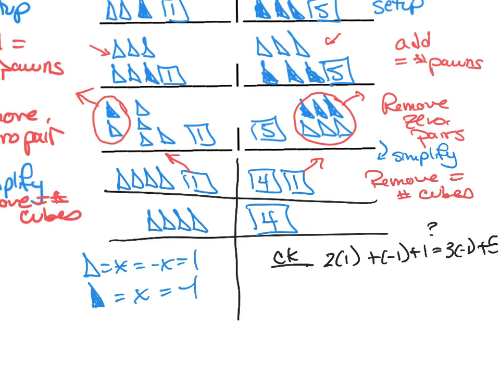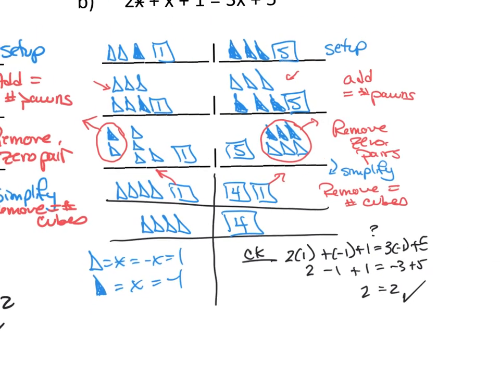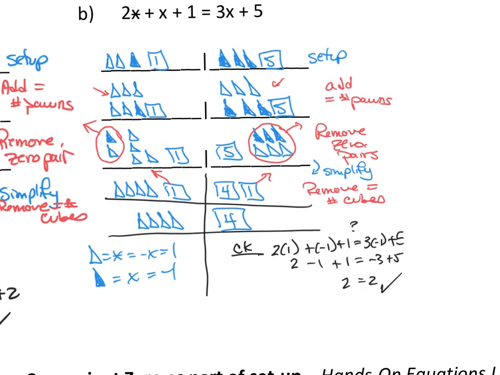And so on the left you get 2 minus 1 plus 1. On the right, minus 3 plus 5. So you get 2 is 2. Check number is 2, and it works. So the question you may be asking yourself is, is there more than one way to do this? And sure, there always is.